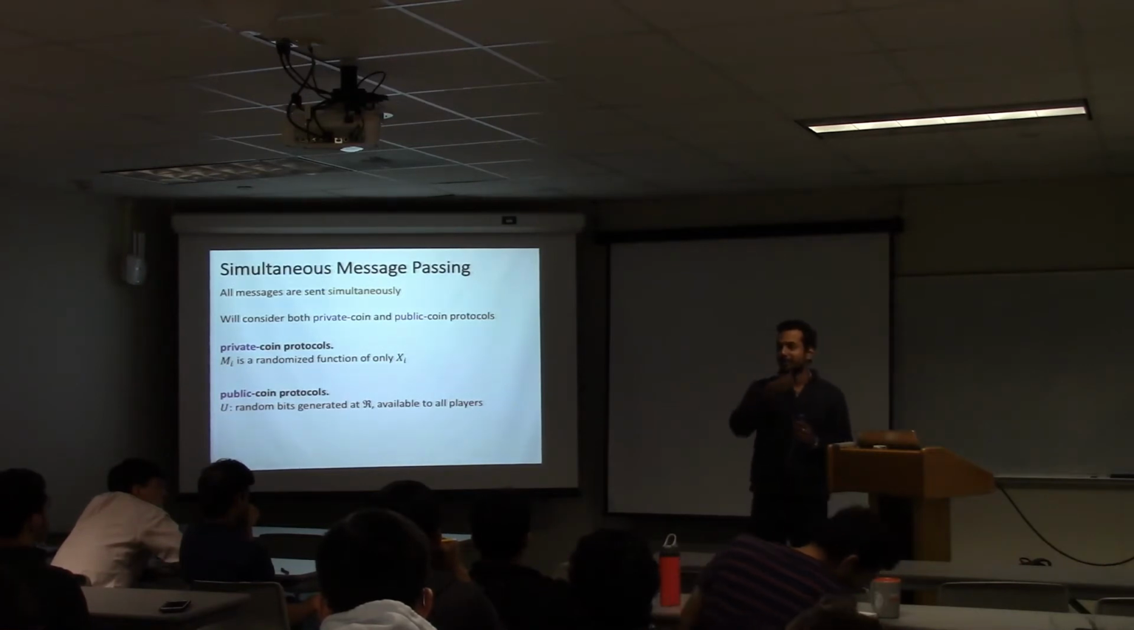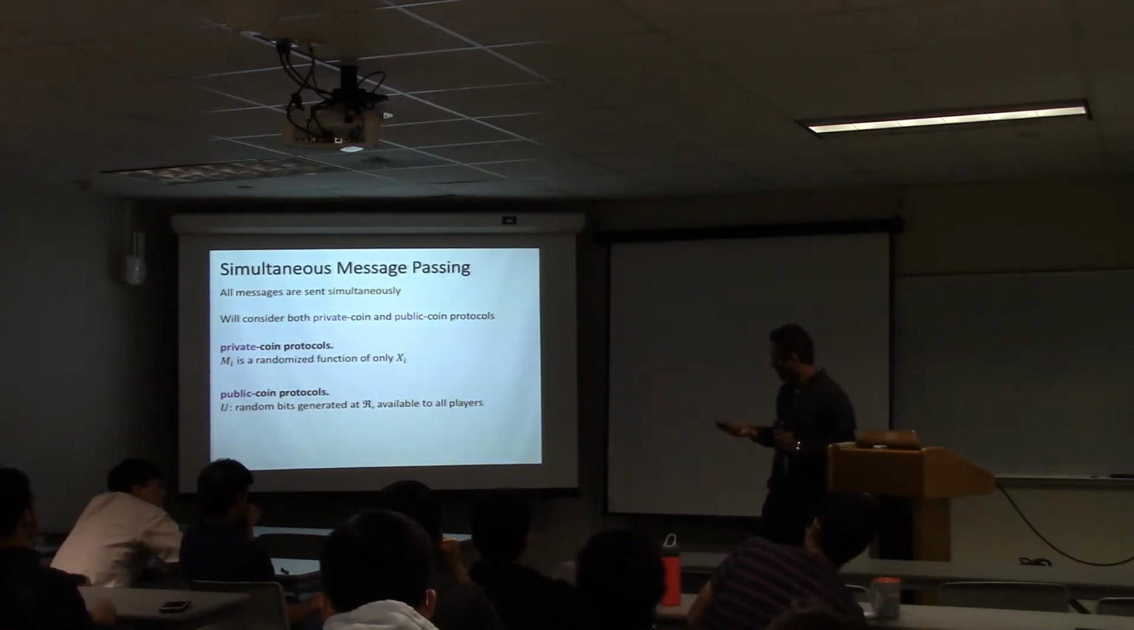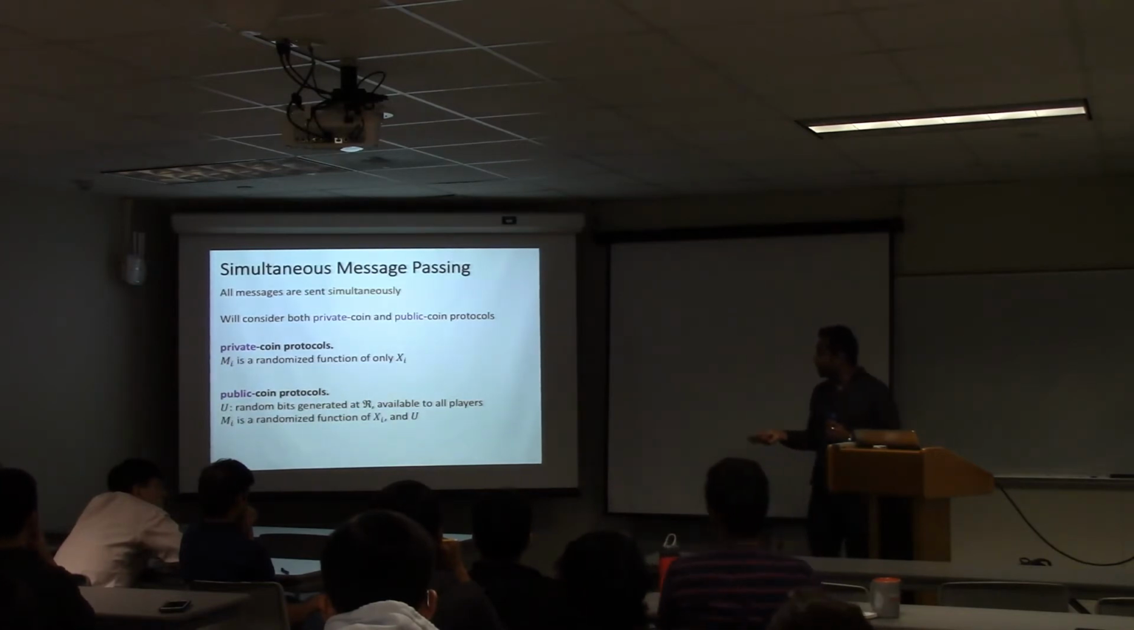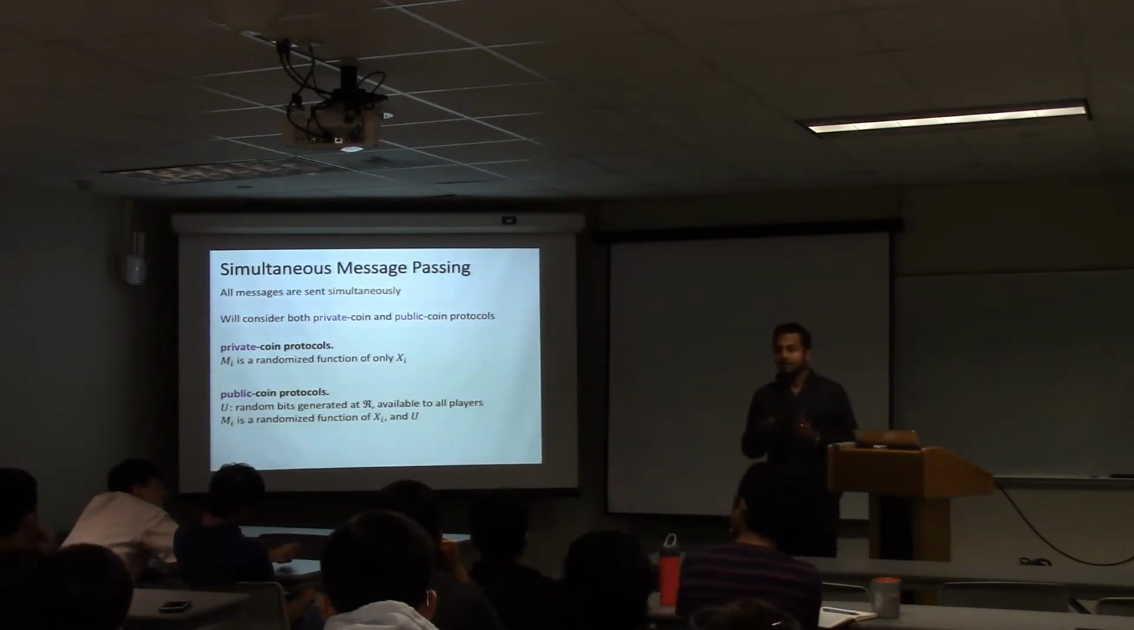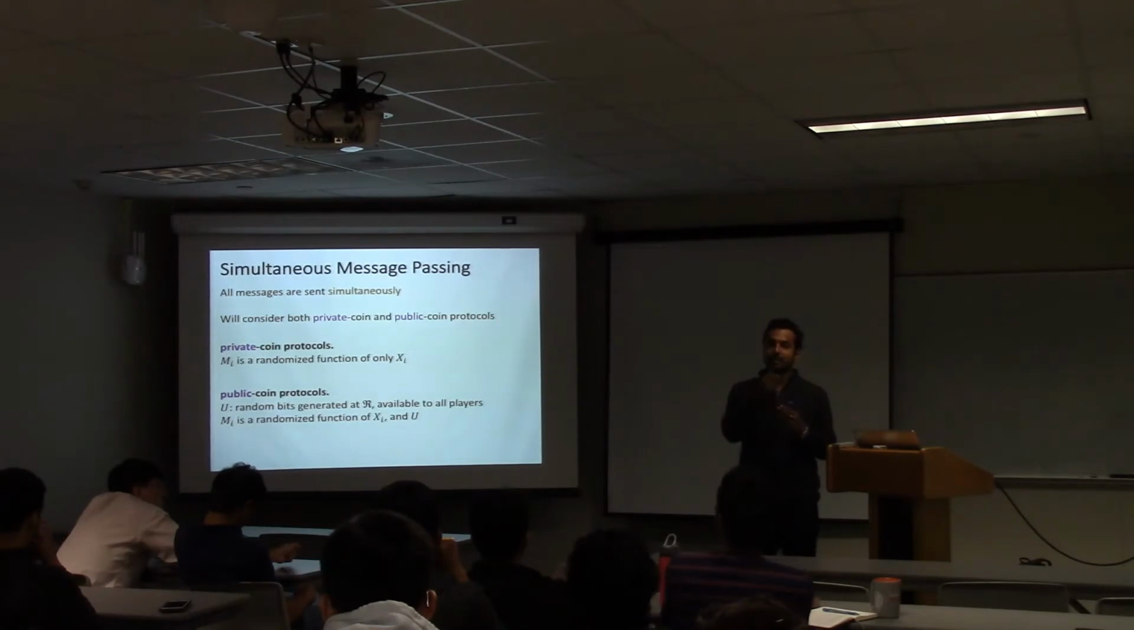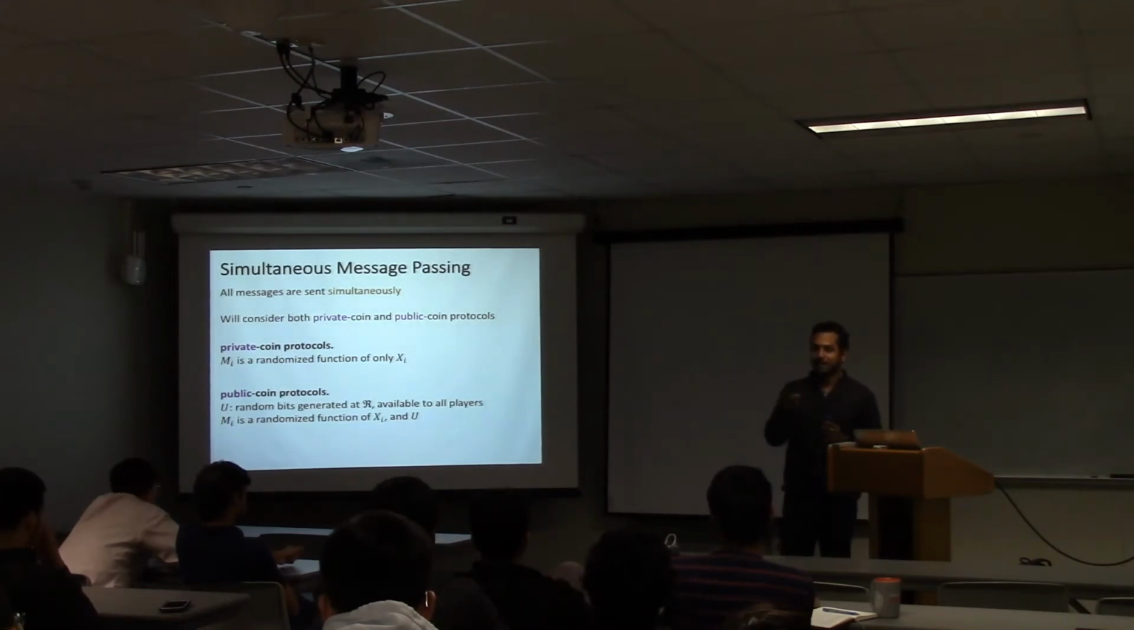I can give random bits that's shared between the players. And now m_i, the message that player i sends, will be a function of x_i, the draw that it sees, the sample at player i, and U, the public randomness.